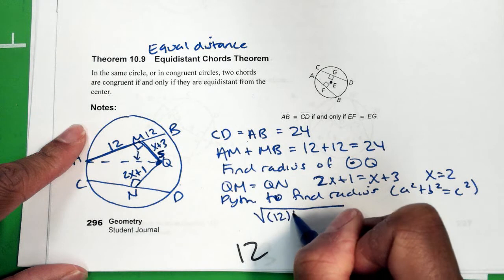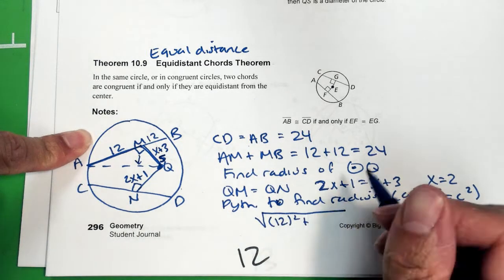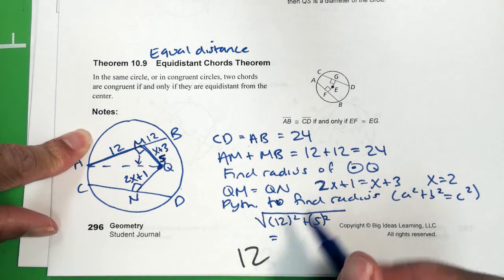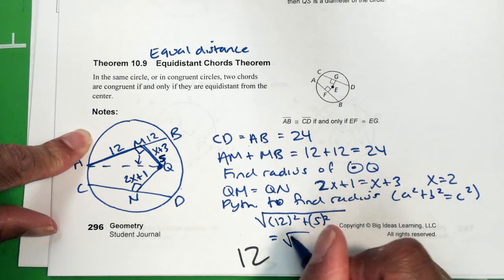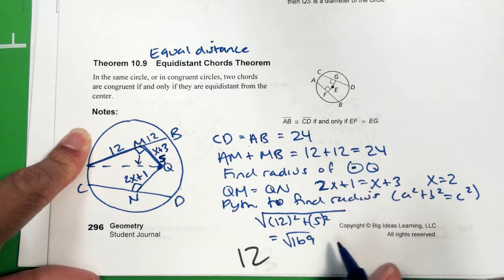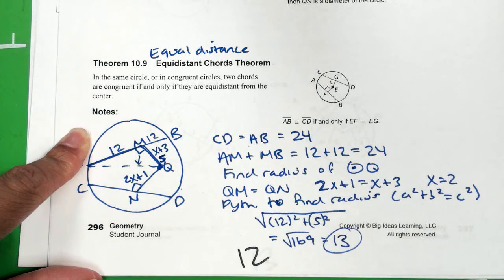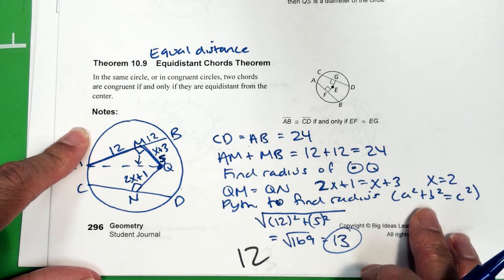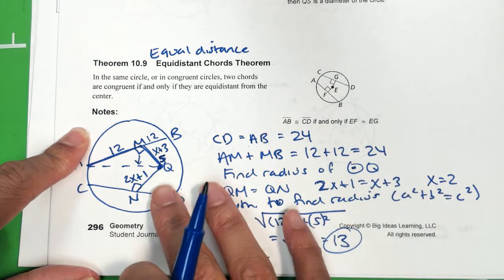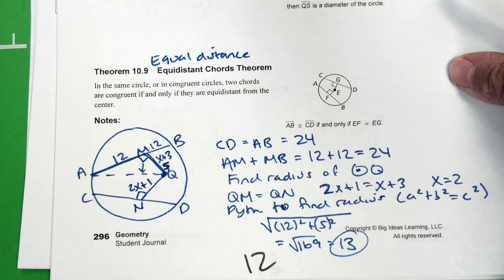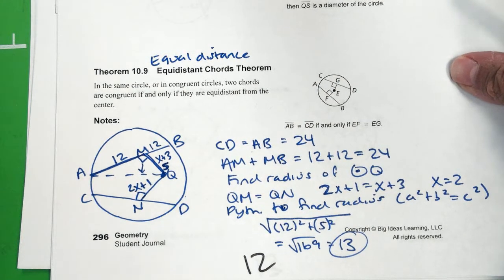So I have 12 squared plus 5 squared, and I'm left with the square root of 169, which is 13. So my radius is 13. And so that's the way you can find the radius, or if you wanted to find the measure of two chords. Okay? So that's another example, and we're going to go to the next page where we talk about our examples and our extra practices.